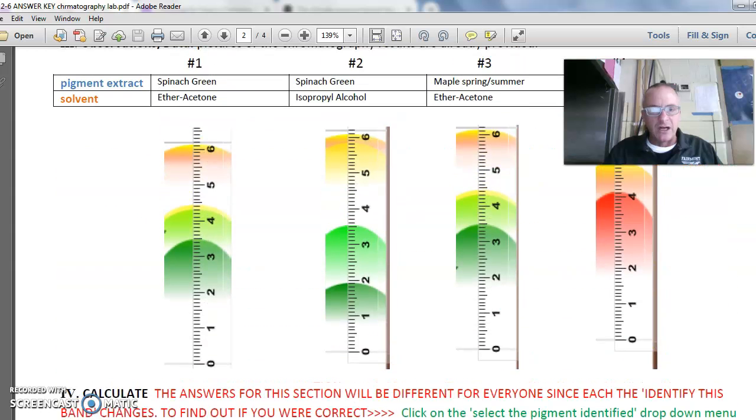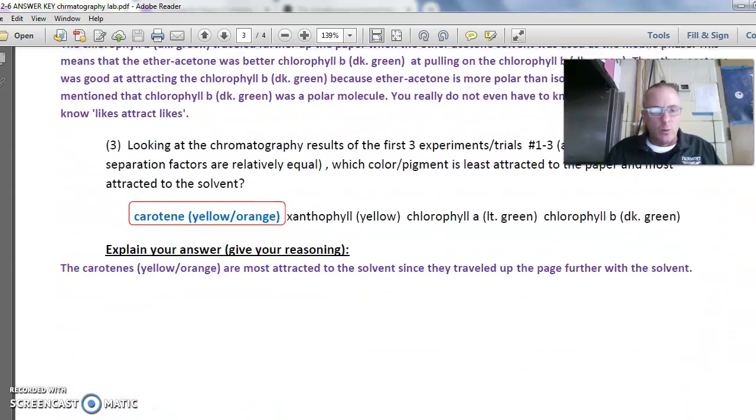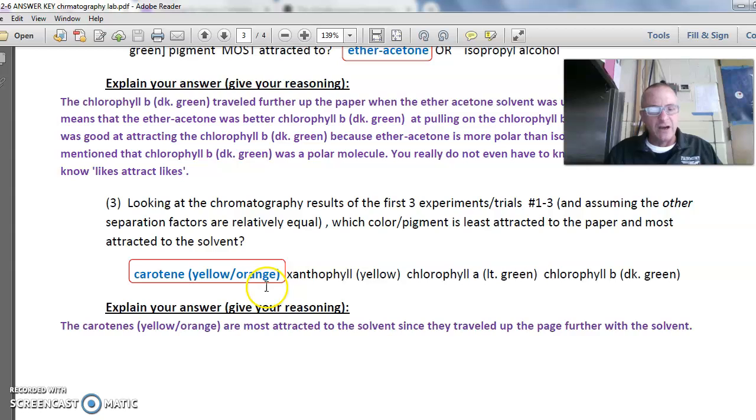So let's take a look and see which colors made it up the paper the furthest. Look here, it looks like the yellows are up there. We're looking at trials 1 through 3, not trial 4. We come down to our question, which one was that? That was the yellow-orange carotene. So, assuming that the solvent is not quite as polar as the paper, we would say the carotene would be more of a non-polar molecule than the dark green, which was held by the paper. If the paper has lots of pulls on it, it's polar, then the chlorophyll B is polar. This one must be more of the non-polar because it went up the paper with the solvent.